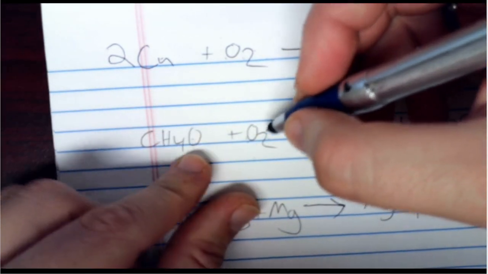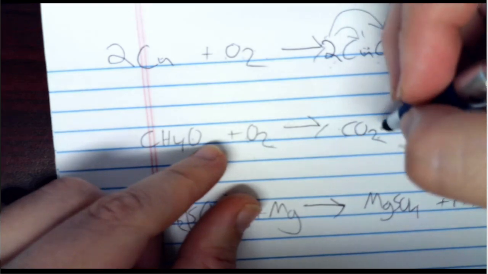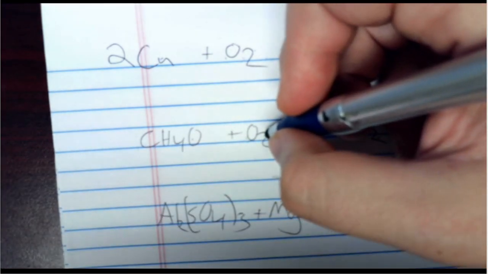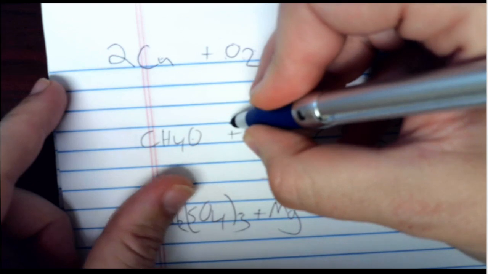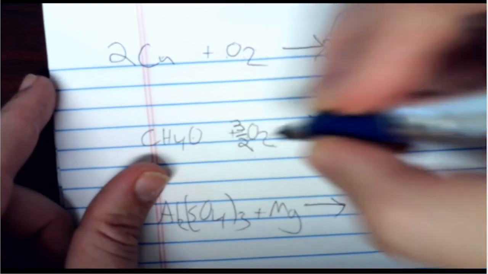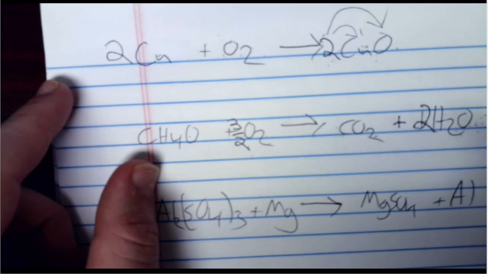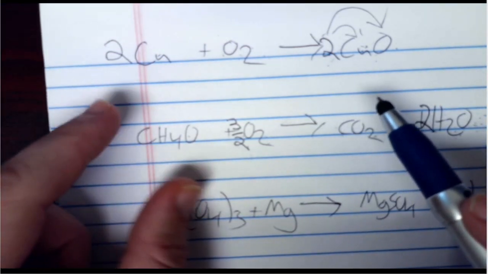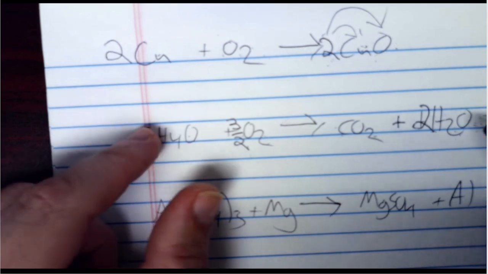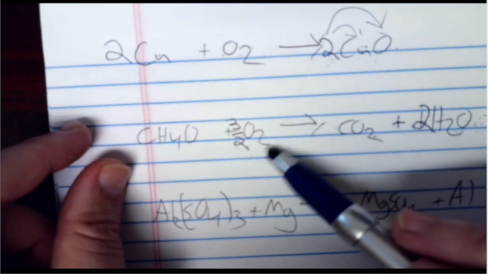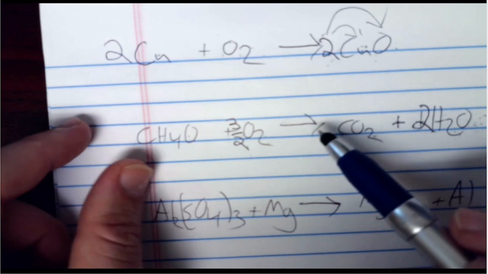So 1 plus 2 is 3. 2 plus 2 is 4. So I need 1 more oxygen. So to make 1 oxygen, I'm going to make this 1 1/2, or 3/2. Now this is not correct as written. It is balanced, yes, but is not the best way. So how do I make this balanced?